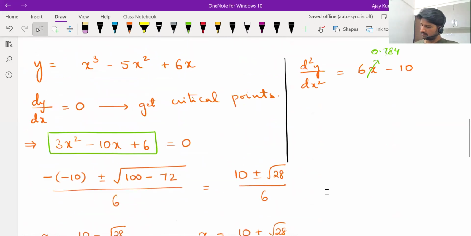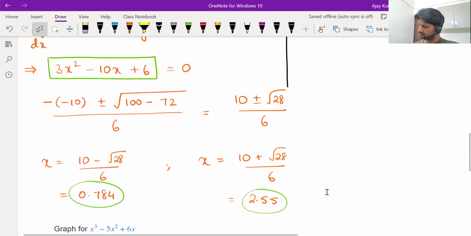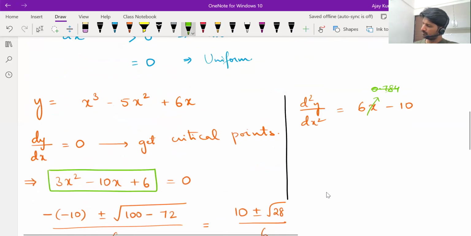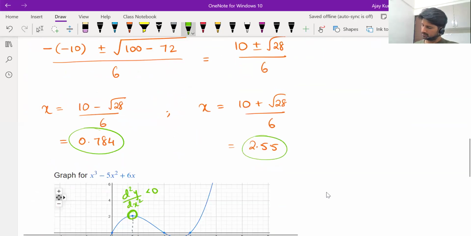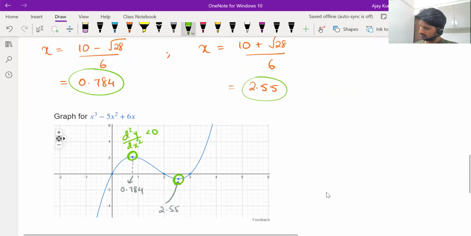Next, the other critical value of x we got is 2.55. If you put 2.55 here, 6 into 2 point something is more than 12. Minus 10, it becomes positive. So at this critical value, the second derivative d²y/dx² is turning out to be positive. So it corresponds to a minimum.